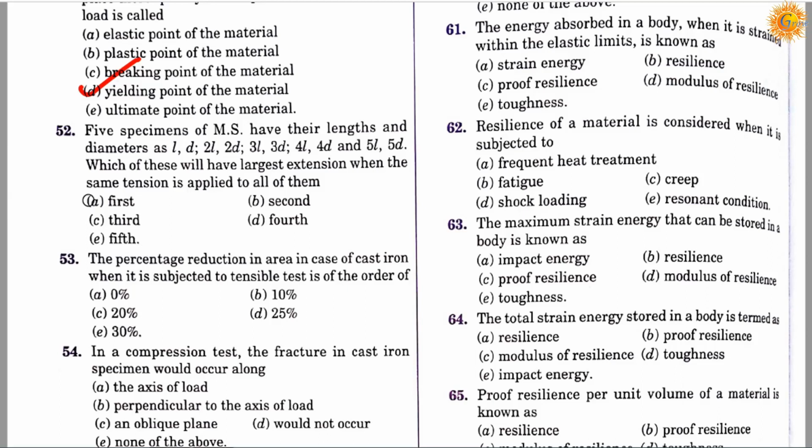So the correct answer is A, it will be the first, because of the five specimens, the one with length and diameter L and D will have the largest extension when the same tension is applied to all of them. So it will be the first, L and D. Question number 53.